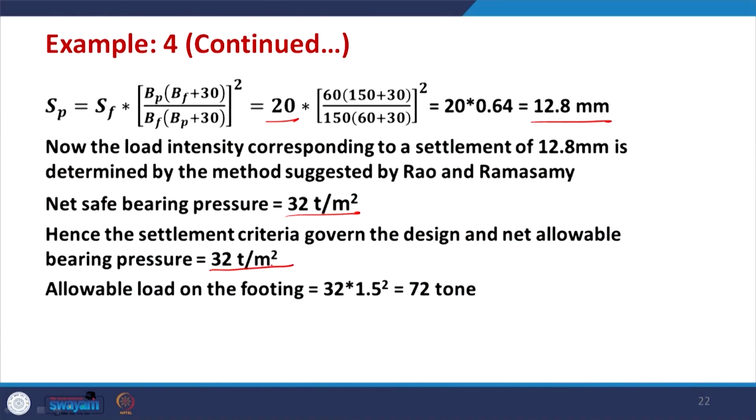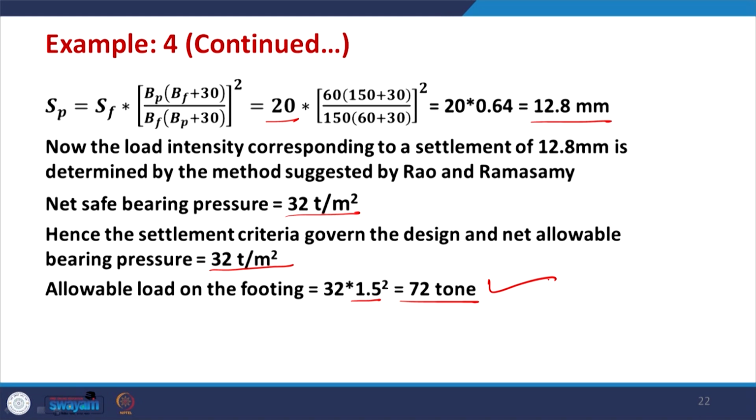So, your answer comes to 32 ton per meter square as the allowable load intensity, and the allowable load will simply be this intensity multiplied by the area, which is 1.5 into 1.5. So, your answer is 72 ton. So, this is the final answer for this.